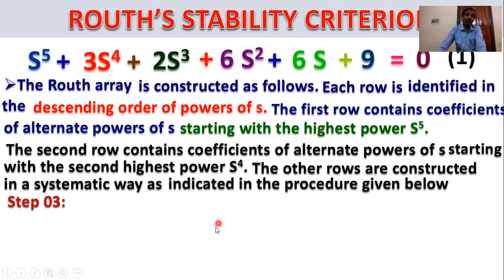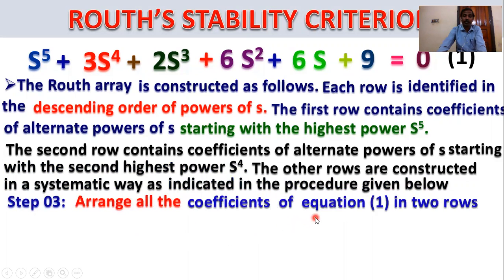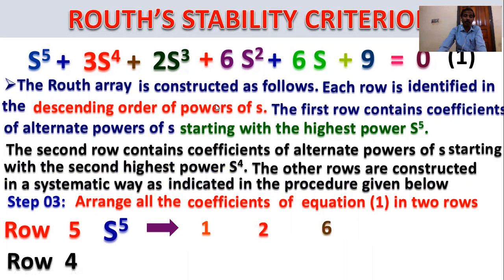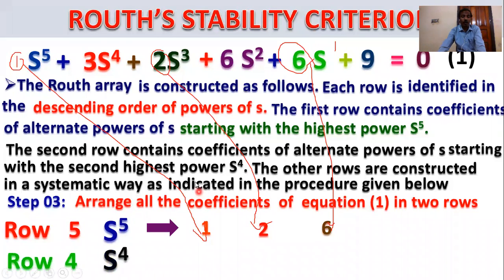Step number 3: arrange all the coefficients of equation 1 in 2 rows. Row 5, that is S to the power 5. What are the coefficients? 1, 2, and 6, because this one is the S to the power 5 coefficient, and then alternate powers, this is the 2, and again the alternate power S to the power 1 coefficient 6. Similarly, the next row, S to the power 4 or row 4: 3, 6, and 9.